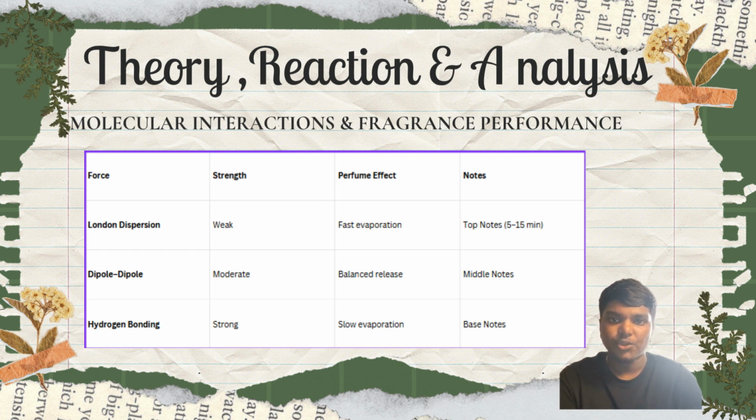On this slide, I will explain how molecular interactions affect perfume performance. Perfume contains fragrance compounds dissolved in ethanol, and the attraction between molecules influences how the perfume behaves. From the table, we can know that weak intermolecular forces such as London dispersion cause molecules to evaporate quickly and create the top notes, while moderate dipole-dipole interactions contribute to middle notes, while the strong hydrogen bonding produces long-lasting base notes. Therefore, intermolecular forces determine the volatility, diffusion, and longevity of the perfume.